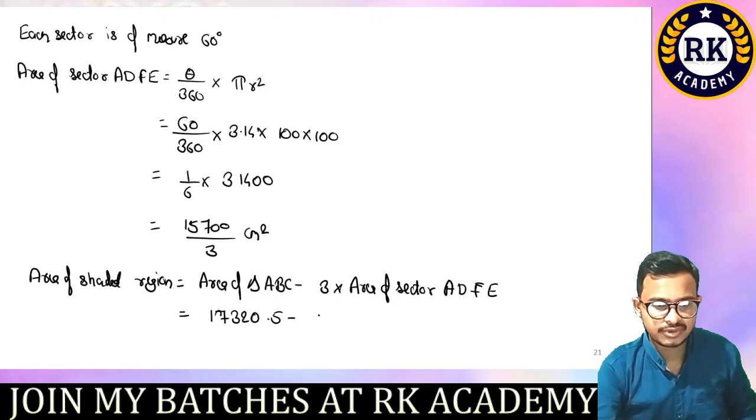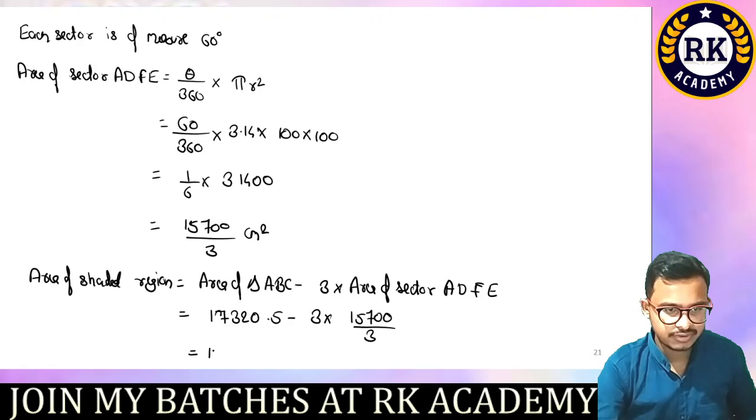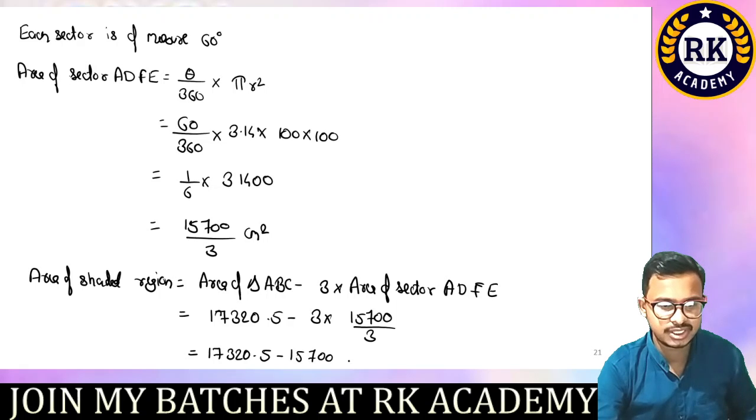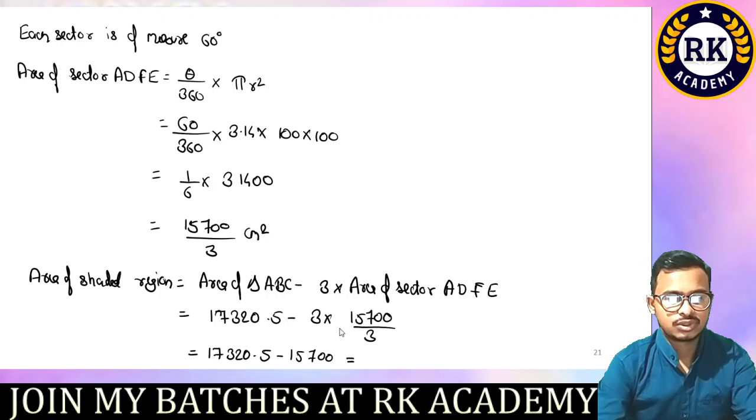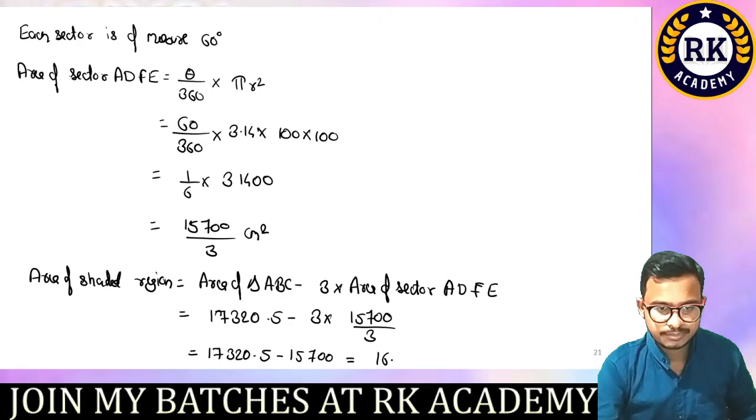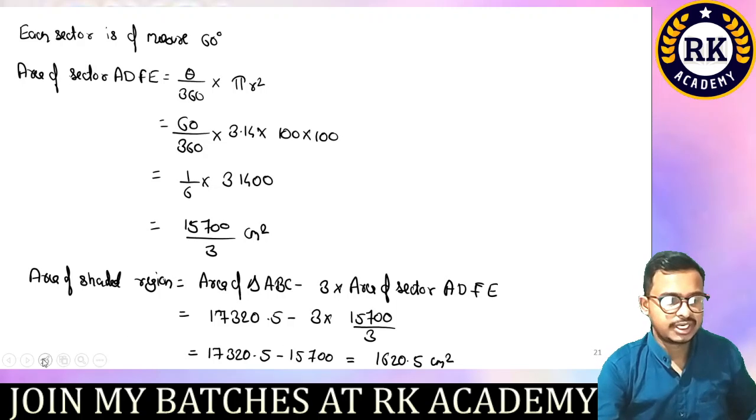Minus this answer will be 3 multiplied by 15700 upon 3. So your answer will be 17320.5 minus 15700. Just find this value whatever it is. So the answer will be 1620.5 centimeter square. So let us revise the whole sum back again.